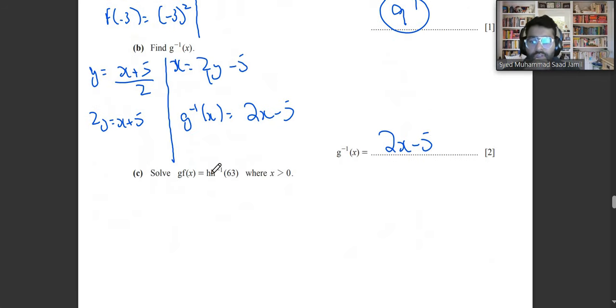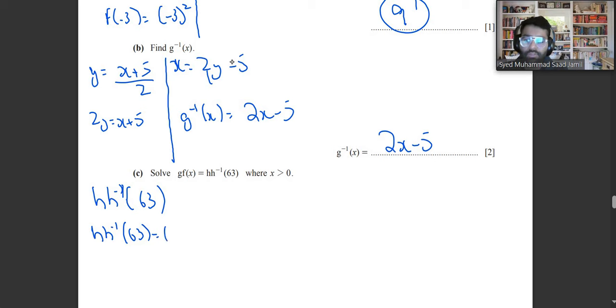Now the next question says solve g f of x is equal to h inverse 63, where x is greater than 0. So look, h inverse of 63, that's the question. Let me write it neatly. First we will find this. What's the value of this? There are two methods. First of all, h inverse 63 is equal to 63.